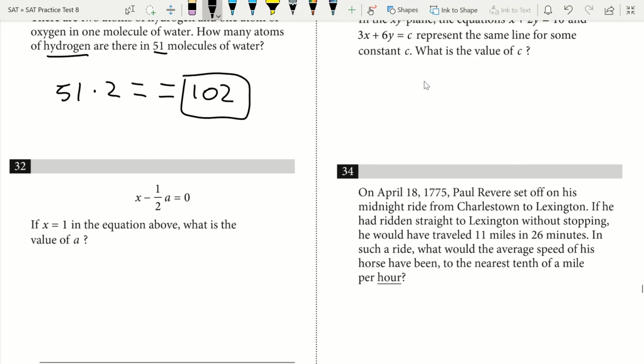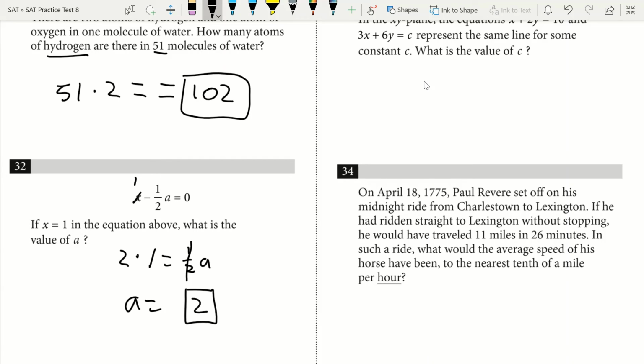32. If x equals 1 in the equation above, what is the value of a? Alright, so we'd have 1 minus 1/2 a equals 0. I'll add 1/2 a to each side, and I get 1 equals 1/2 a. I'm going to multiply each side by 2 to get a, and I see that a will equal 2 times 1, which is 2.